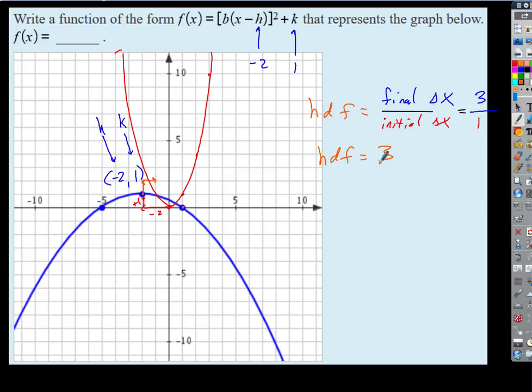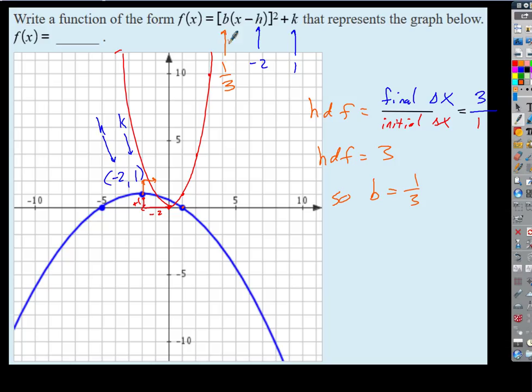Okay, so we're multiplying by 3 horizontally. B's tricky though. What's b going to be then? It's the reciprocal, isn't it? Whenever we're multiplying by something horizontally, b is going to be the reciprocal of that. So we're plugging in a 1/3 for b.